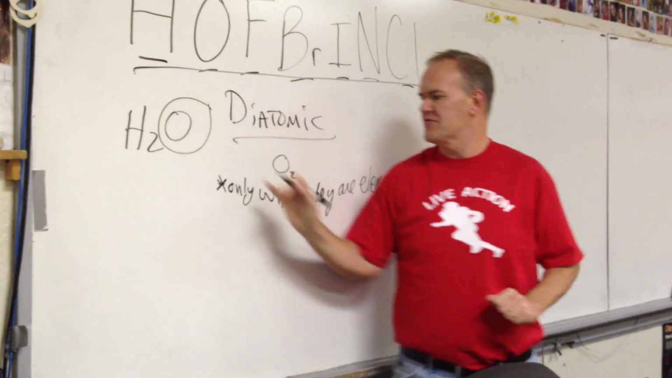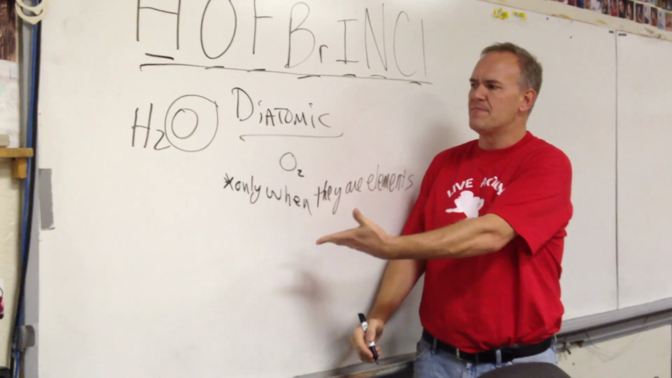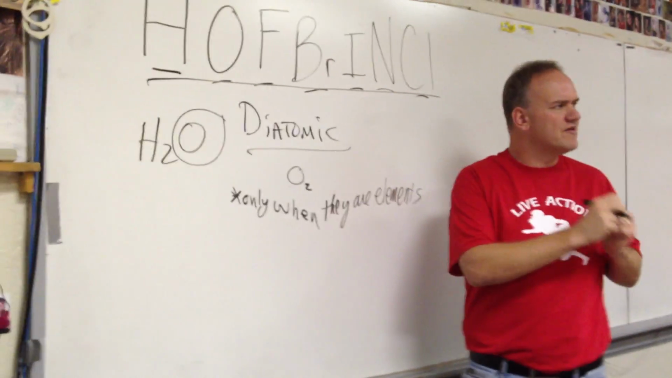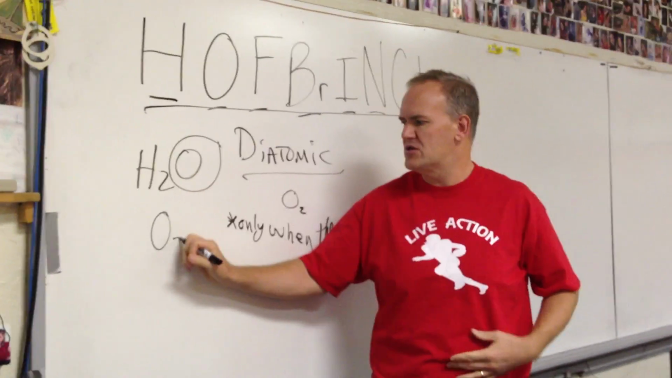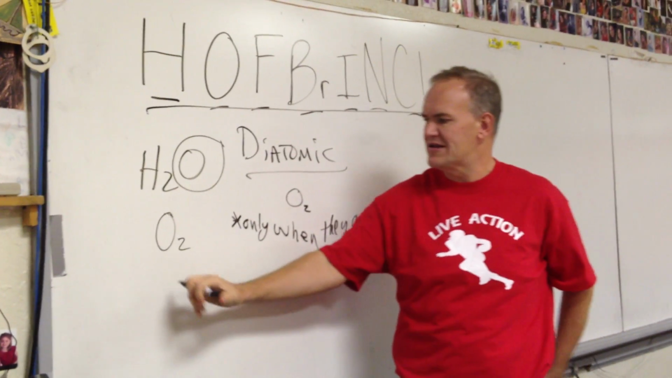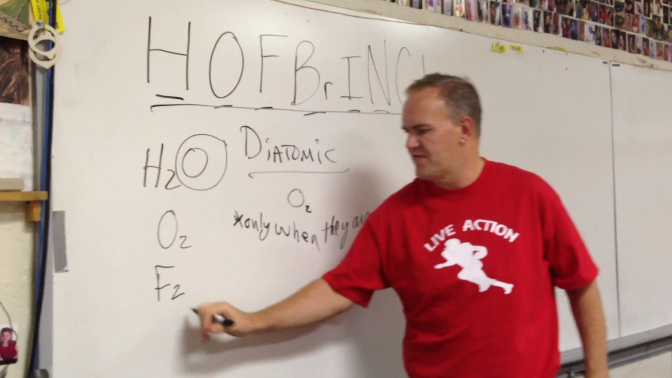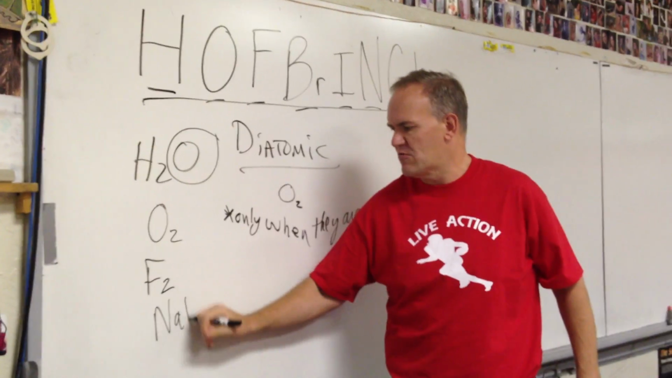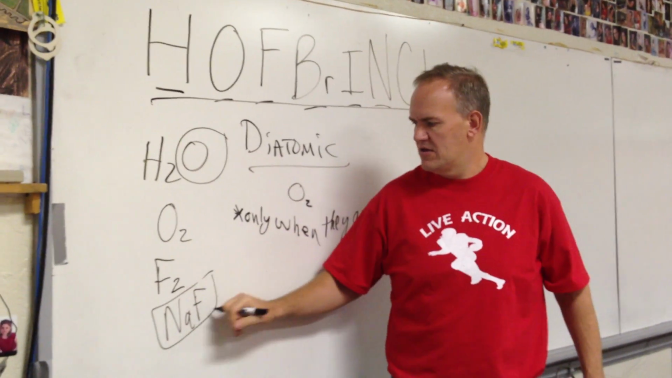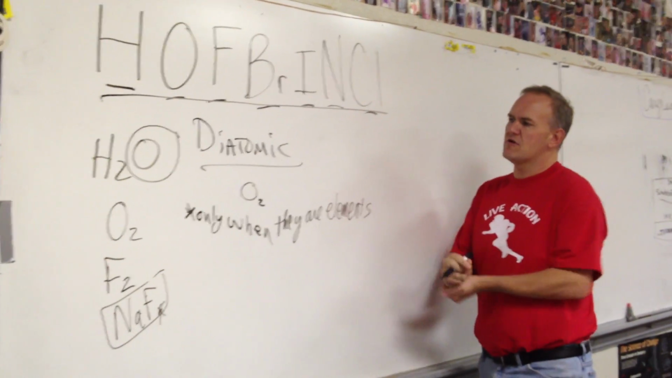Does that O have a little subscript 2 there? No, it doesn't. Why? It's not an element. When oxygen is by itself as an element, it would always get a 2. Whenever fluorine is by itself as an element, it would get a 2. However, if sodium and fluorine were together in a compound, you would not get a 2. There would not be a 2 there. And so it's only when they're alone.